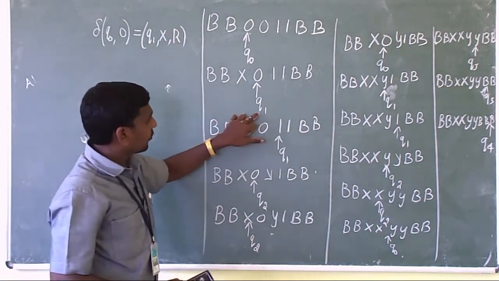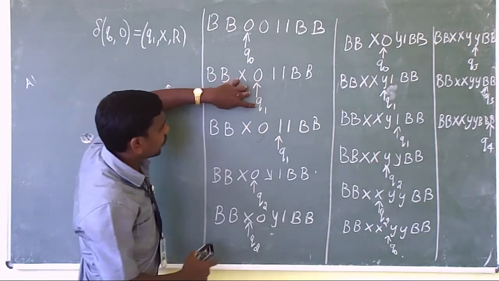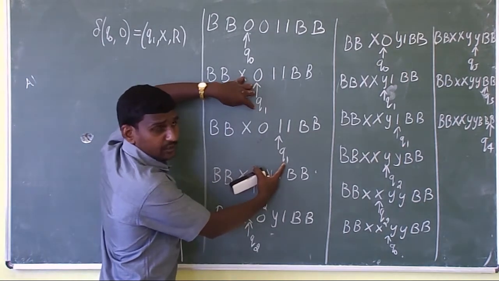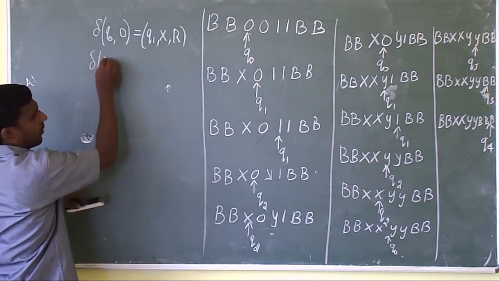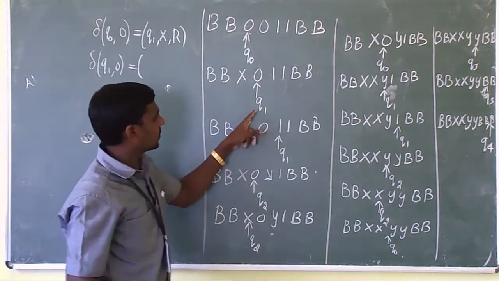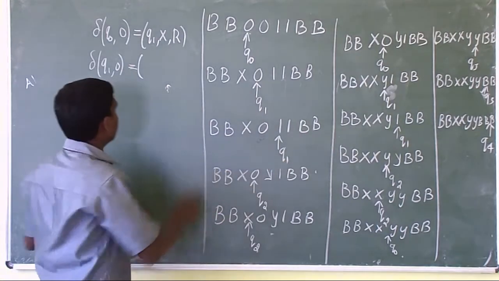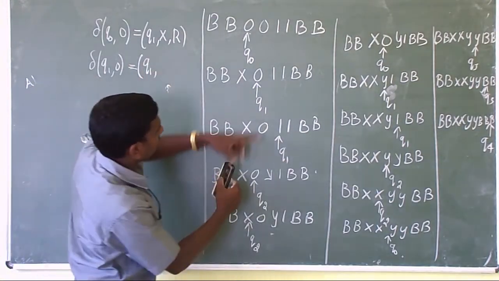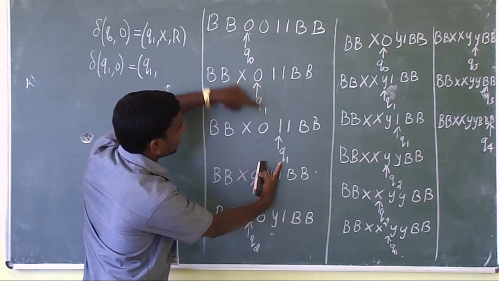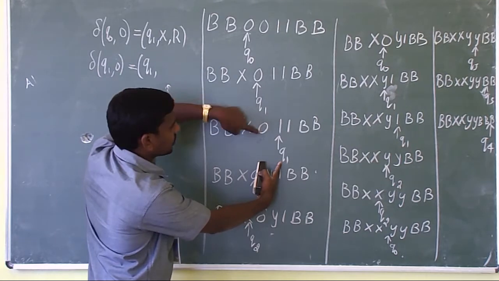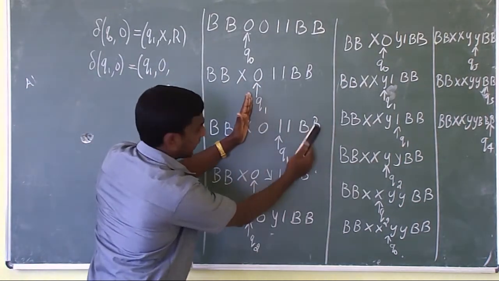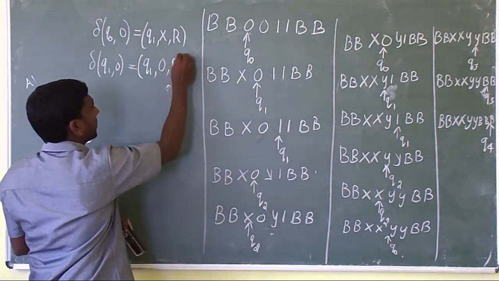Once again, if you see Q1 comma 0, the state Q1 doesn't change. So I am writing here delta of Q1 comma 0 is equal to Q1 comma 0, there is no change in the state. The 0 is not replaced by any other tape symbol, so 0 stays 0. So Q1 comma 0, but the direction is changed to the right side. So I want to put R here, right?